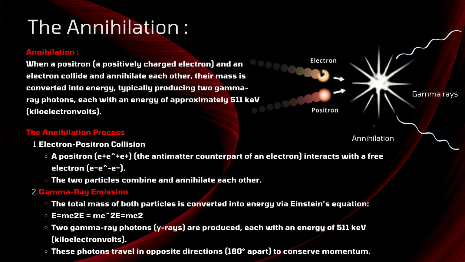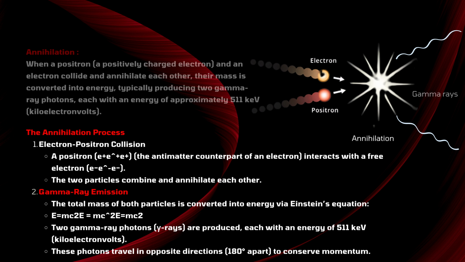2. Gamma-ray emission. The total mass of both particles is converted into energy via Einstein's equation, E = mc². Two gamma-ray photons, gamma rays, are produced, each with an energy of 511 keV, kilo-electronvolts. These photons travel in opposite directions, 180 degrees apart, to conserve momentum.